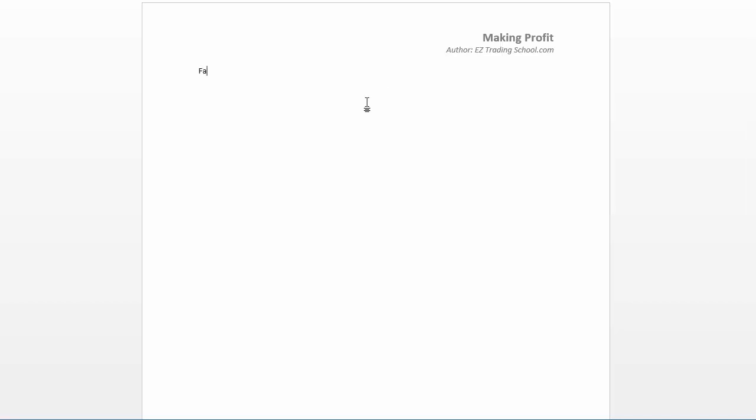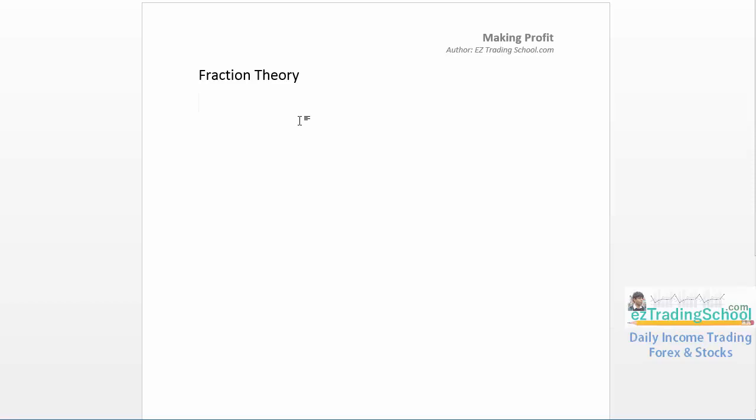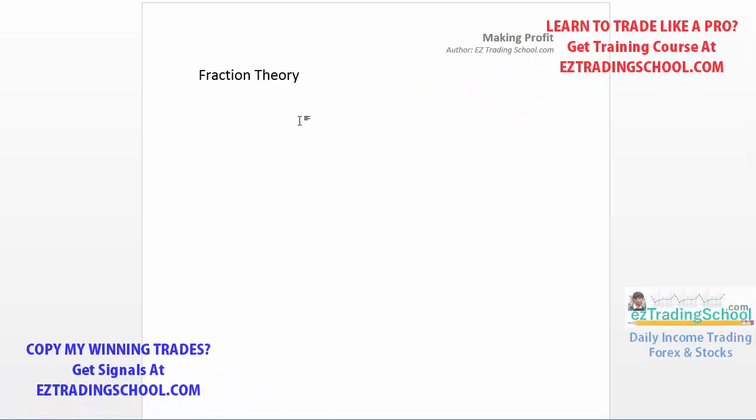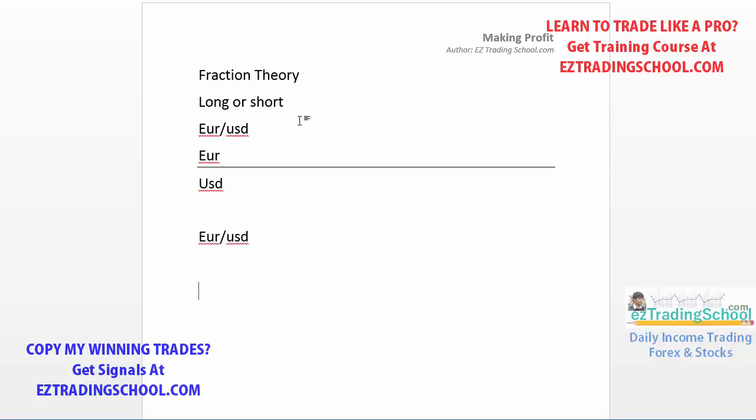In this topic, we're gonna look at what fraction theory is. With the help of fraction theory, we can decide whether we want to do a long trade or short trade. So let's look at an example of Euro USD. When you look at the currency pair, it is actually written as a fraction, because it's Euro divided by USD. Instead of writing it on the top and bottom, they just write it like this, and that's what the fraction is about.